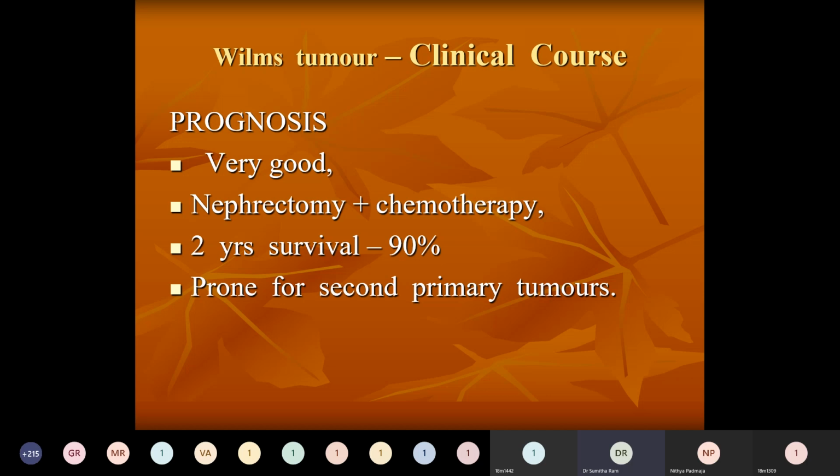Prognosis is very good with nephrectomy and chemotherapy, and the 2-year survival rate is more than 90%. They are prone to second primary tumors, and even then the prognosis is very good. There is a very small percentage of tumors which can show anaplastic changes, and only in those is the prognosis comparatively bad.